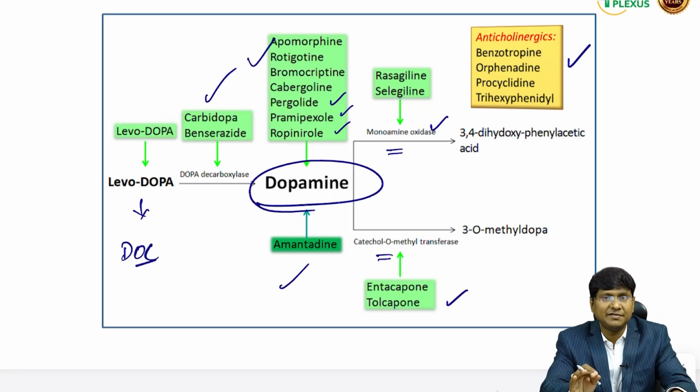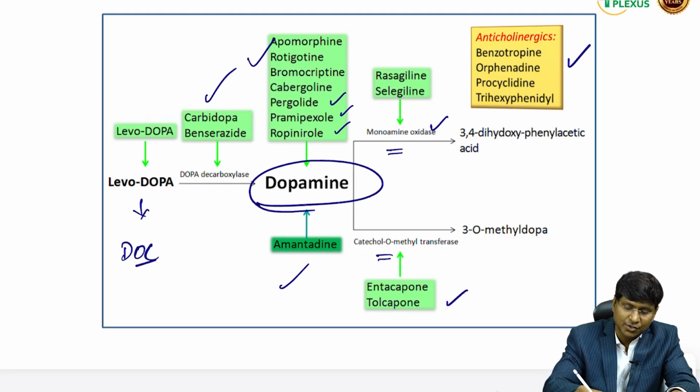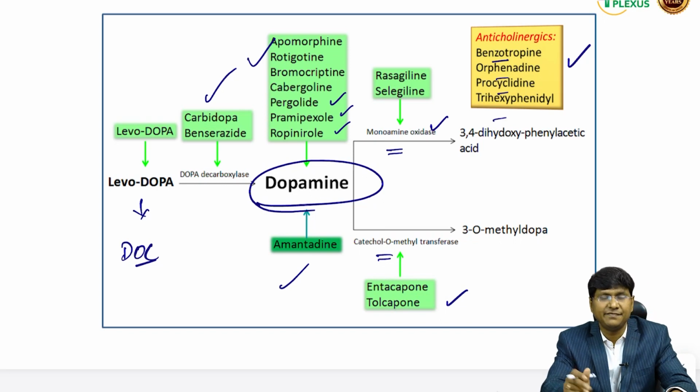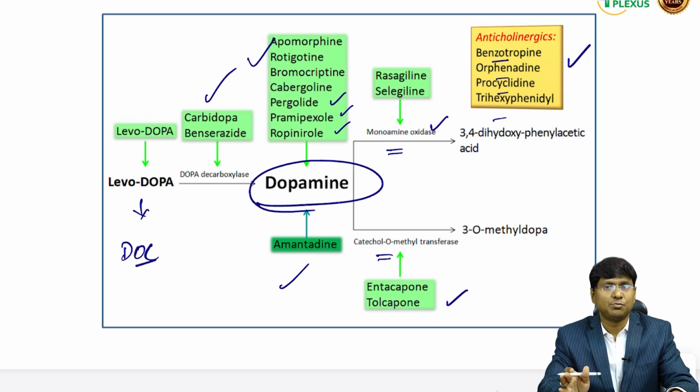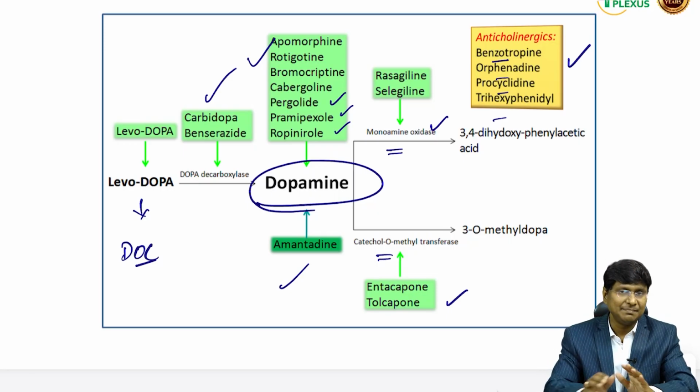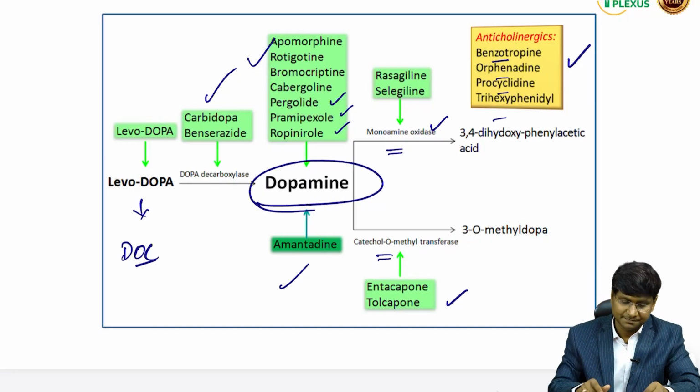Anticholinergic drugs are mainly given for reducing the tremors, and the examples include benztropine, orphenadrine, procyclidine, and trihexyphenidyl. So these are the various molecules which are available for the treatment of Parkinsonism. So this completes the discussion of this very important question, that is on Parkinsonism.